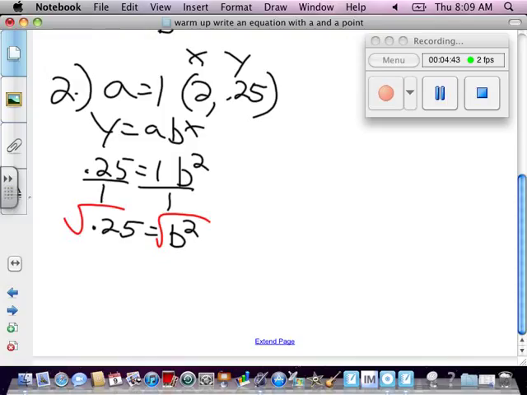Let's take your calculator out. What's the square root of 0.25? Anybody have any guesses? What do you think it's going to be? 0.05. Nope, I get 0.5. Okay, now that I have b, I can plug it back in to get my original equation: y equals a is 1 times 0.5 to the x.